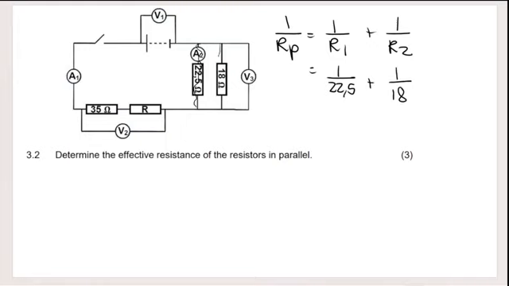It's this branch. If there were 2 resistors in the branch, we would add them first and then put that number there. But luckily, we only have 1 in each branch. That's 1 over RP is 1 over 10. So therefore, RP is 10 ohms. Okay, that's it to work out effective resistance in parallel.